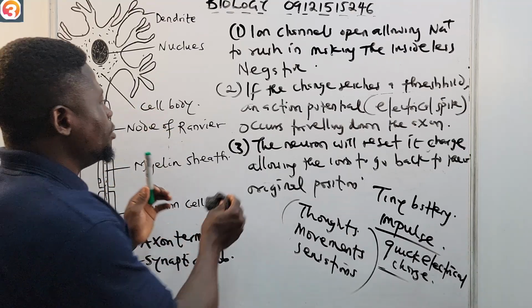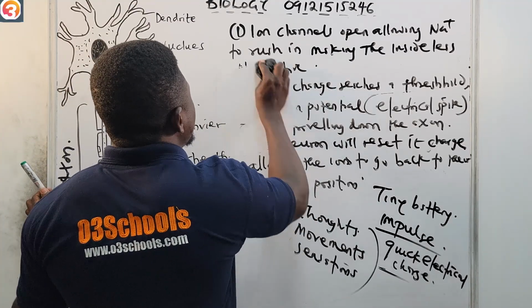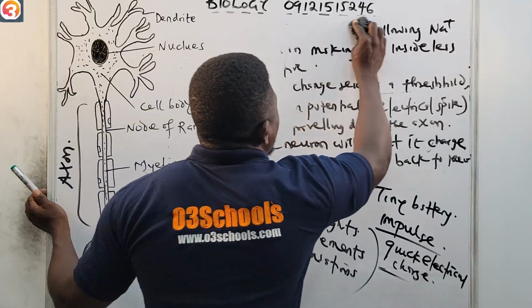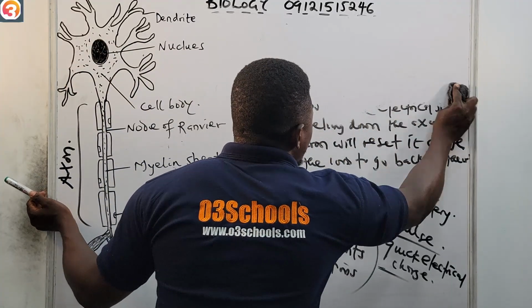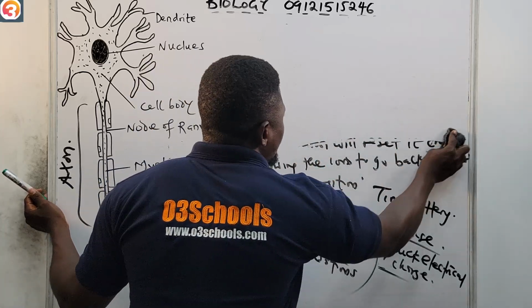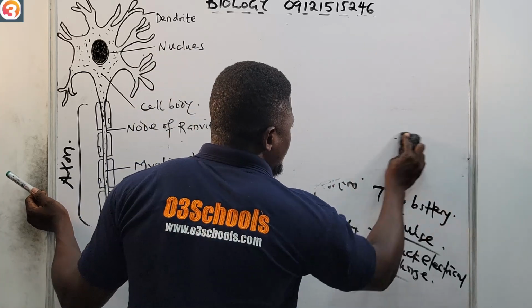Let's look at the cell body first of all. Let us begin with the cell body. The cell body is also called the soma. It's also called the cyton. So please take note of that: we'll call the cell body the soma, or the cyton.